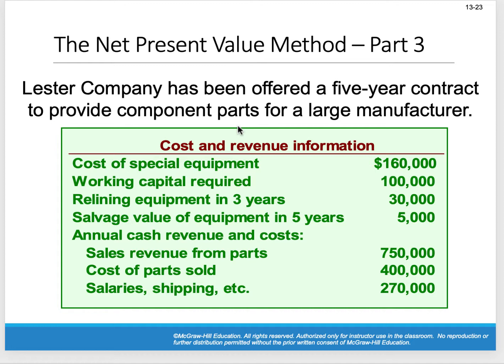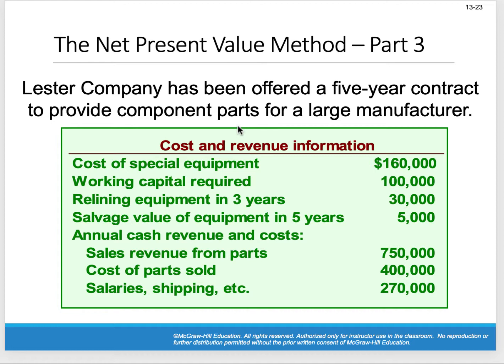Salvage value on the equipment in year 5. Basically what that means is at the end of the contract, 5 years from now, the special equipment that we paid $160,000 for, we could sell it to somebody else for $5 grand. That's what we're assuming. They give us some other information.